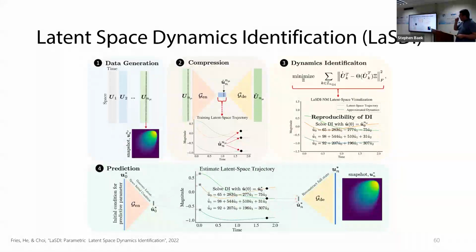Here are a few other methods that I would like to introduce. This is work done by a group at the Lawrence Livermore National Lab called Latent Space Dynamics Identification, or LaSDI. It's pretty much the same in the sense that we have the autoencoder to reduce the dimensionality, but the favorite part of this idea is that when they identify the dynamics in the latent space, they introduce a lot more interesting ideas compared to what I presented a few slides ago.